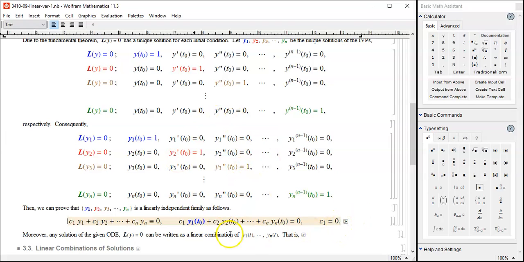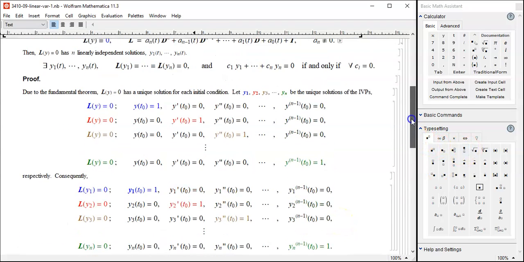If I do that, then y1 of t0 is 1, see here, and everything else here, they're all zeros. You see? Look at this column here. y2 of t0, y3 of t0, all these, yn of t0, they're all zeros. So this part just drops out, and we have c1 times 1 is equal to 0. Conclusion, c1 is equal to 0.